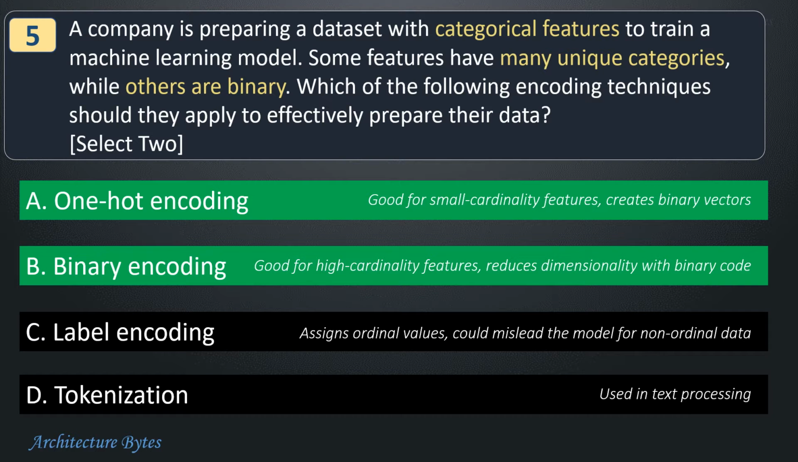Let's look at other options. Label encoding. Although simple, label encoding assigns ordinal values which might mislead the model for non-ordinal data. And tokenization is typically used for text processing, not categorical data encoding.